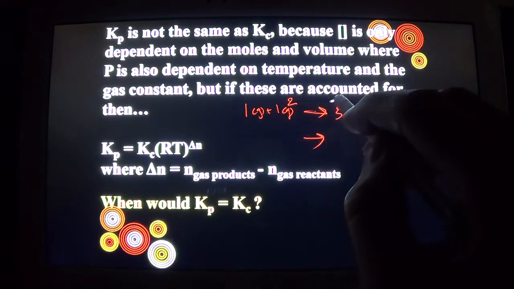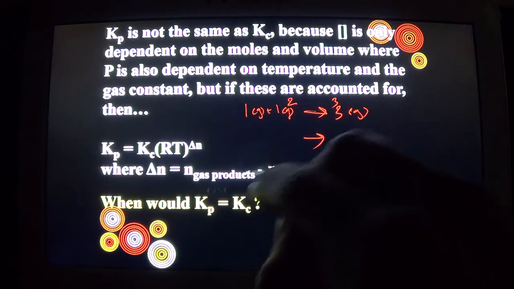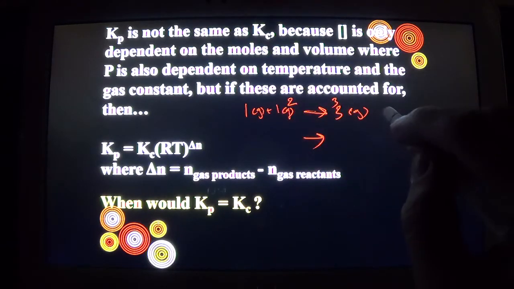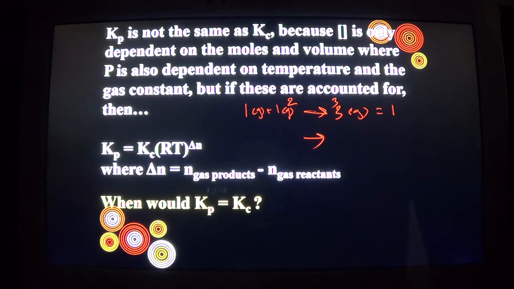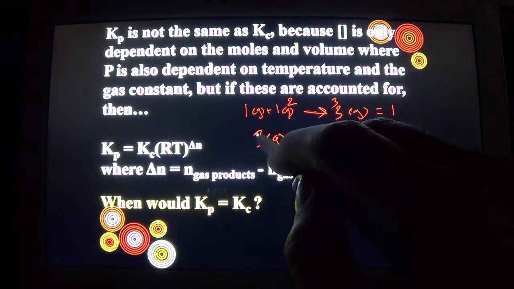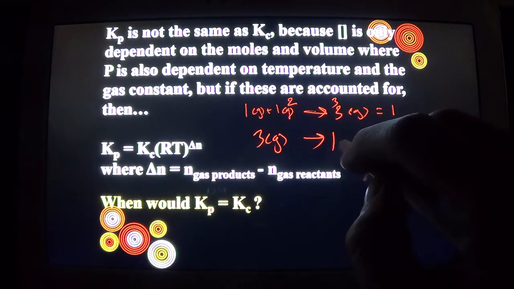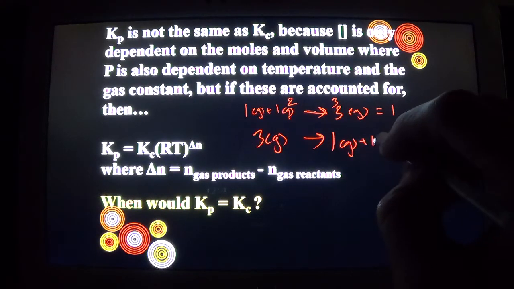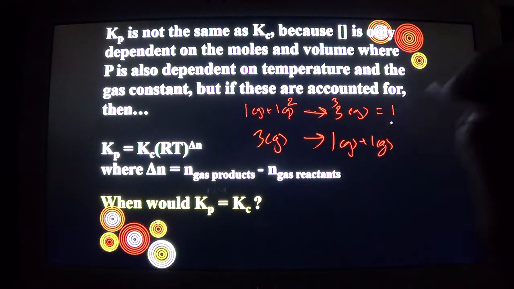That's going from 2 to 3. Now we go backwards, products minus reactants, so 3 minus 2, that would be a change of 1. What if I started with 3 moles of gas there, because I had a coefficient of 3, and I end up with 1 gas there and another of a different gas there?